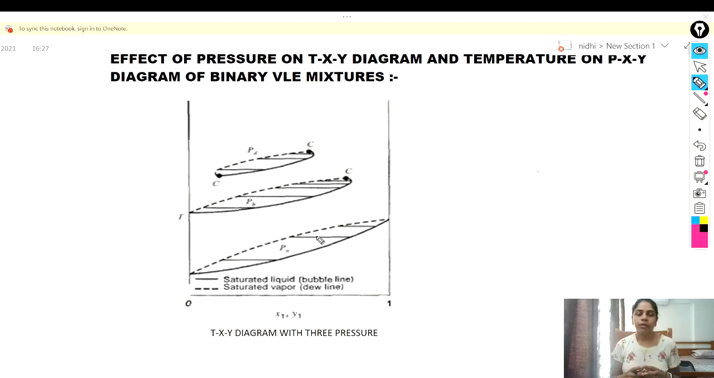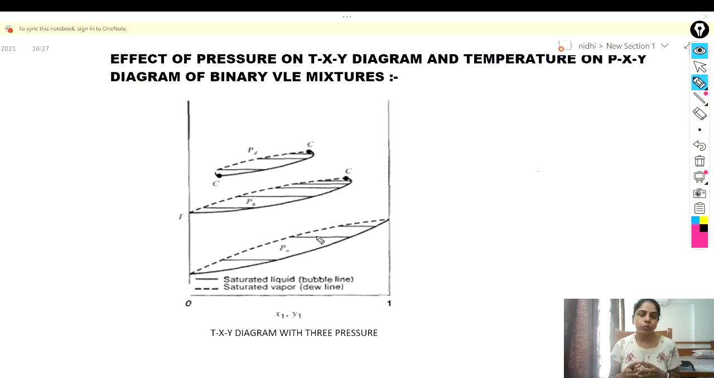Hello everyone. In our last video, we discussed the TXY diagram and PXY diagram, and today I'm going to talk about the effect of pressure and temperature on the TXY and PXY diagram respectively.